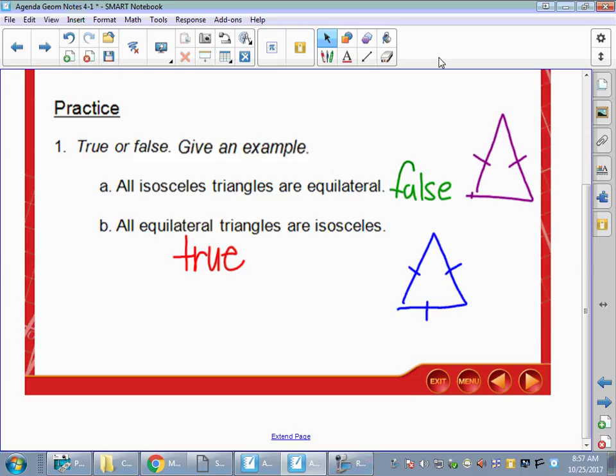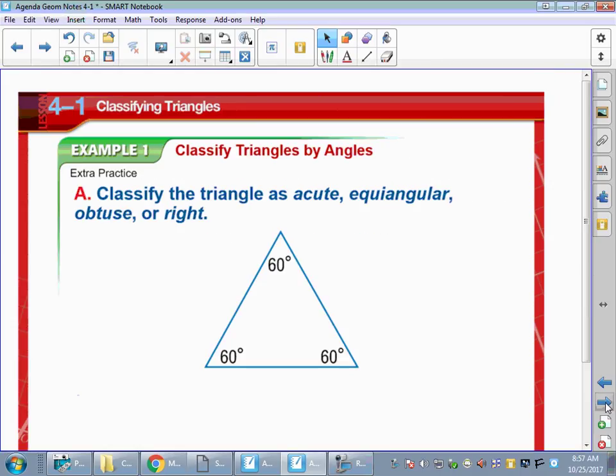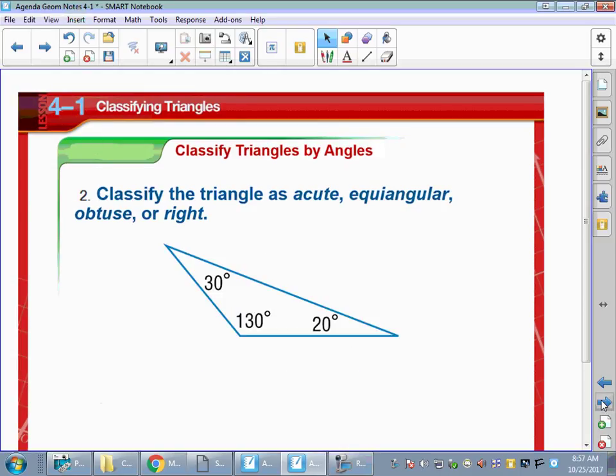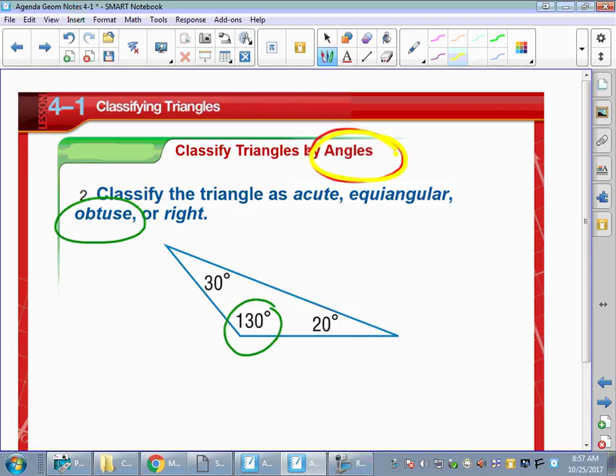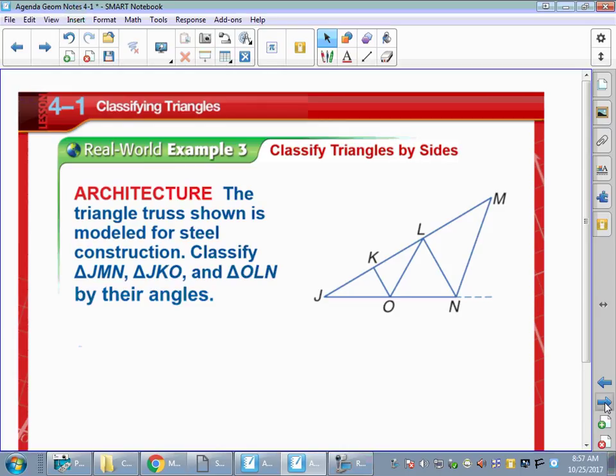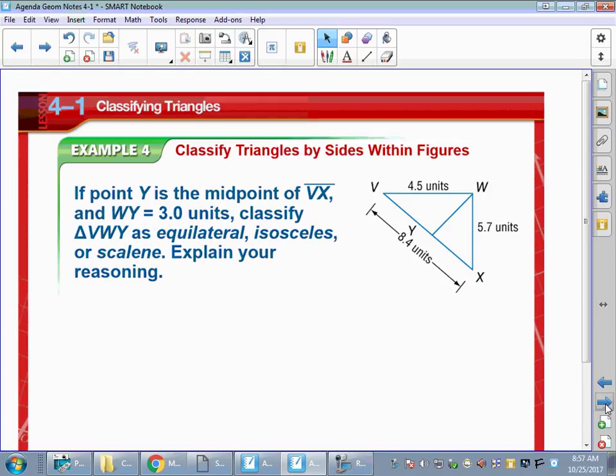All right, let's go to this problem right here. Example or practice number 2. Classify the triangles acute, equiangular, obtuse, or right. So notice those are all angles. Classify by angles. So I don't know anything about the sides, but I do know what kind of triangle this is. What kind of triangle is this one with that 130-degree angle right there? It's got to be obtuse. Easy peasy, pumpkin squeezy. Let's skip this guy and let's talk about the next one.